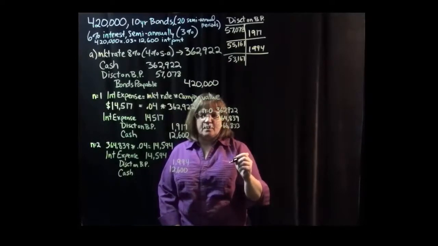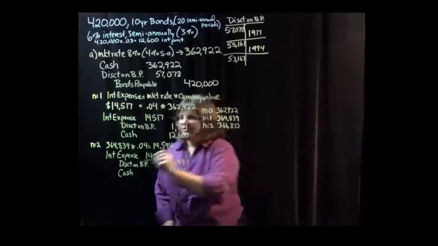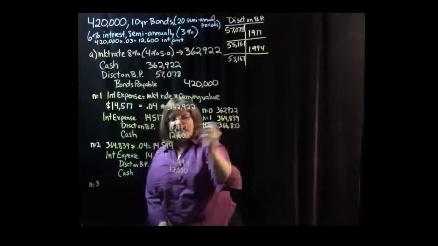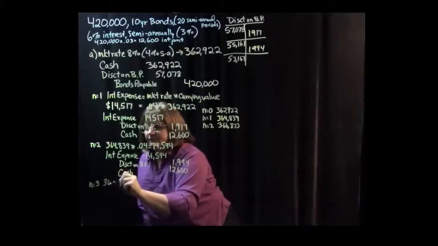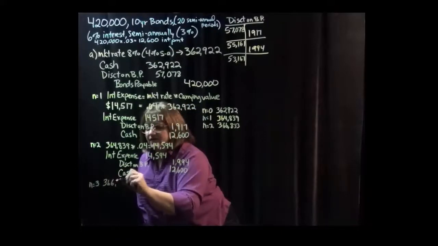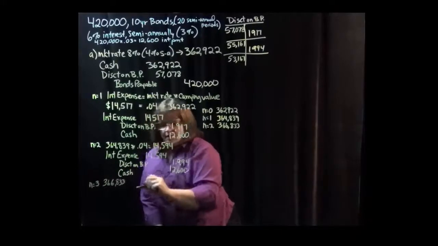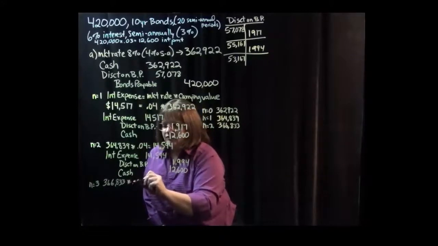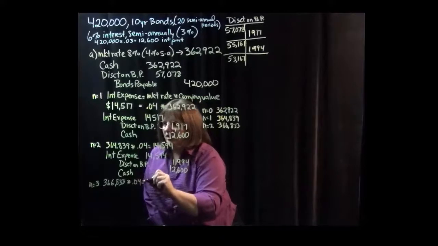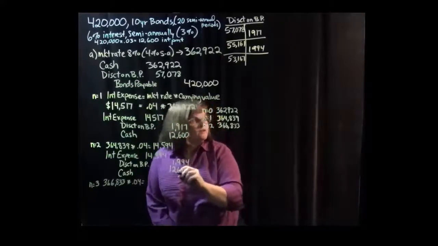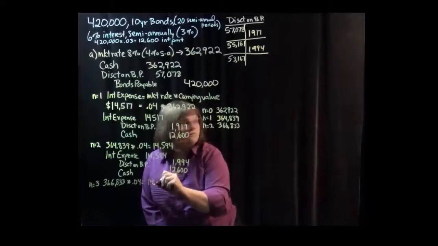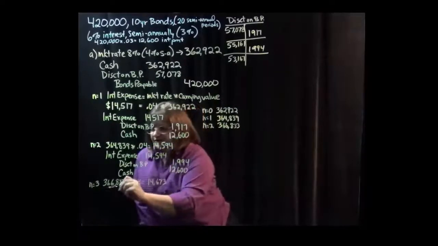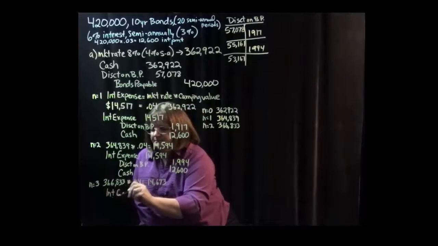For our third interest payment made then, we're going to start with that carrying value, $366,833. We're going to multiply that times the semi-annual market interest rate of 0.04, and that's going to give us a total of $14,673. That's going to be our debit to interest expense.